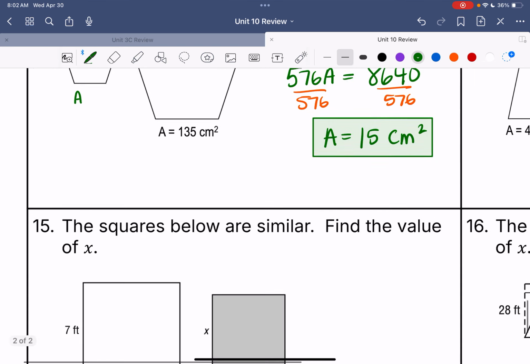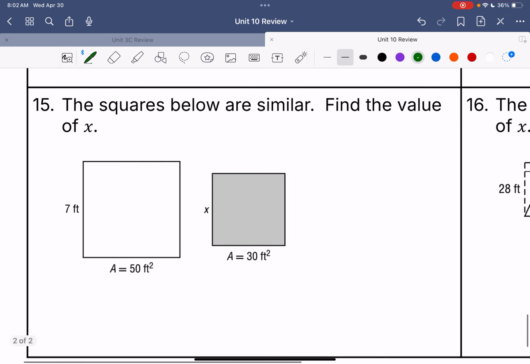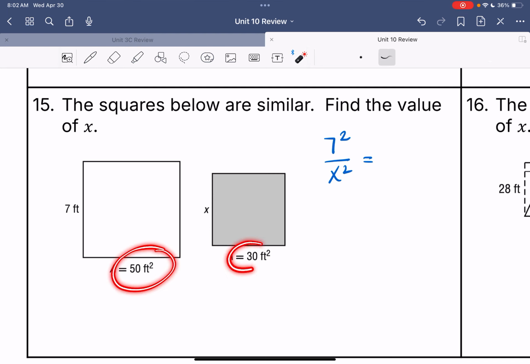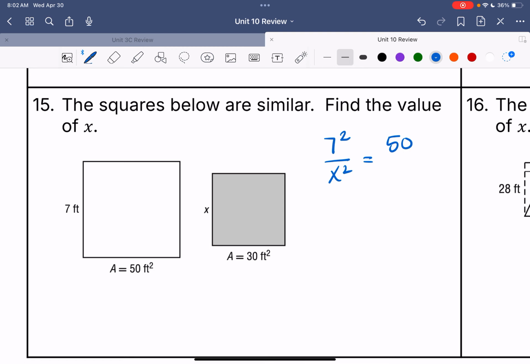Okay, and then our last problem, number 15, if the squares below are similar, find the value of x. So we're going to set this up the same way. So normally we look at our scale factor, but that's where x is at. So I'm going to have 7 squared over x squared. Then equals their areas. Make sure you put the 50 with the 7, so that means 50 needs to be on top, 30 on the bottom.